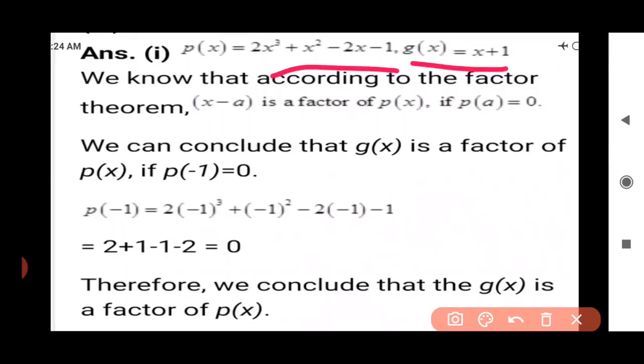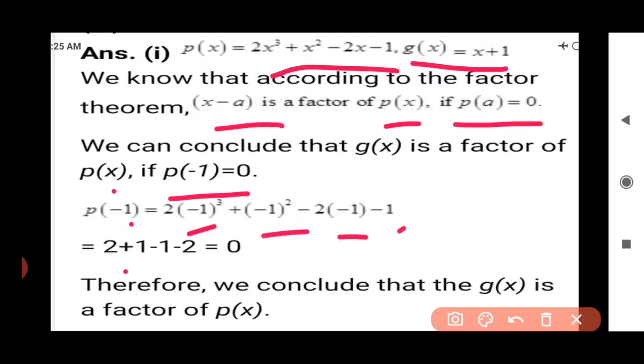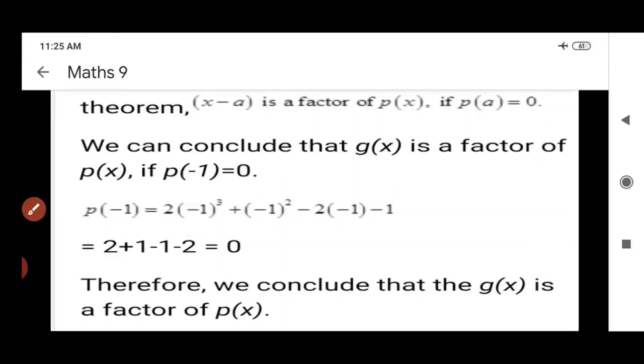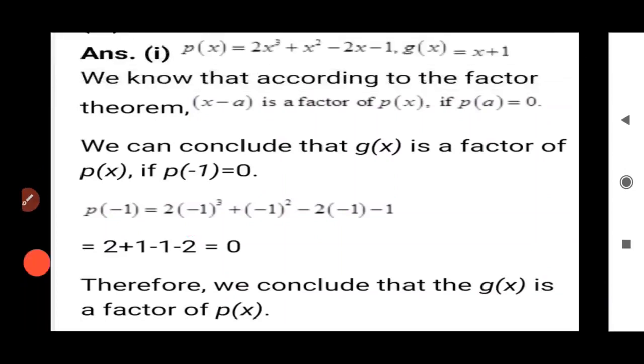We know that according to the factor theorem, x minus a is a factor of p of x if p of a equals 0. We can conclude that g of x is a factor of p of x if p of minus 1 equals 0. So put x equal to minus 1: 2 of minus 1 whole cube plus minus 1 whole squared minus 2 of minus 1 minus 1, which is minus 2 plus 1 plus 2 minus 1. So you get 0. Therefore we conclude that g of x is a factor of p of x. Suppose p of a is not equal to 0, it means that g of x is not a factor of p of x.